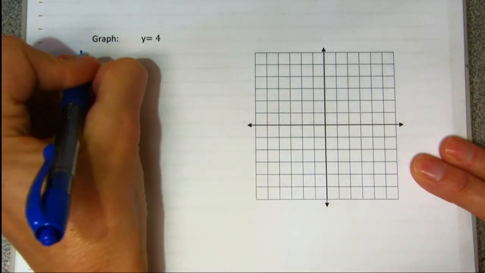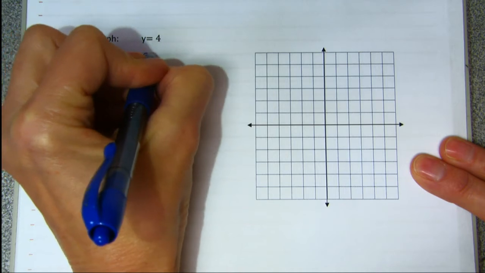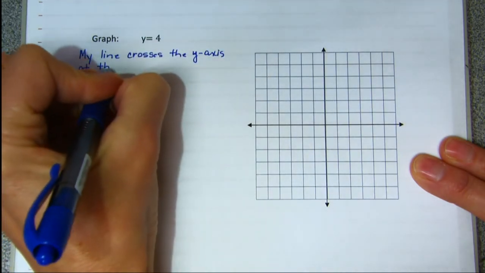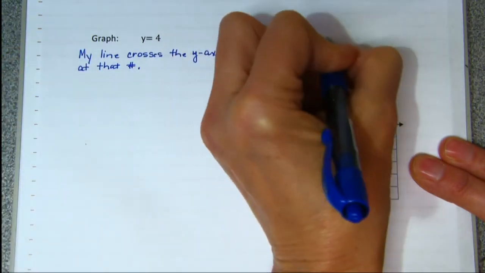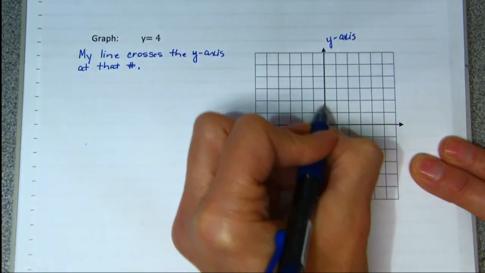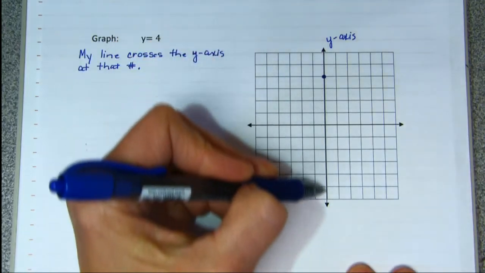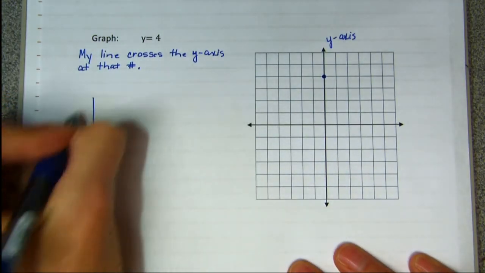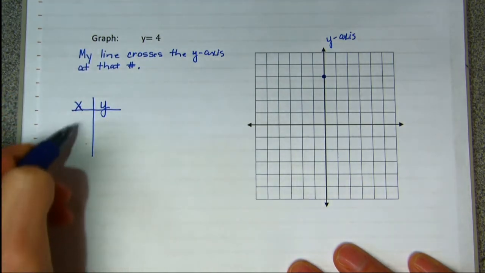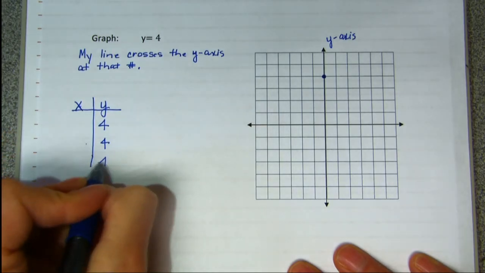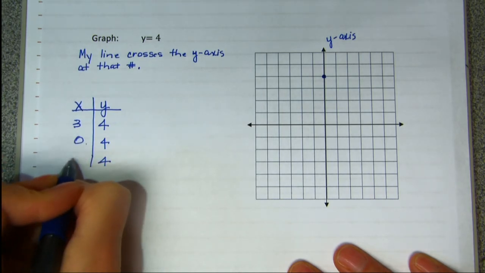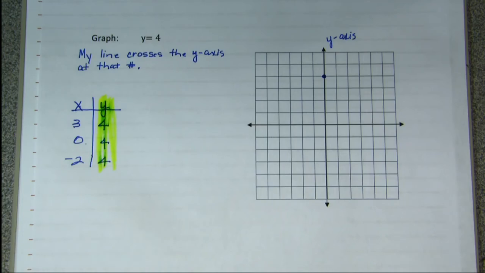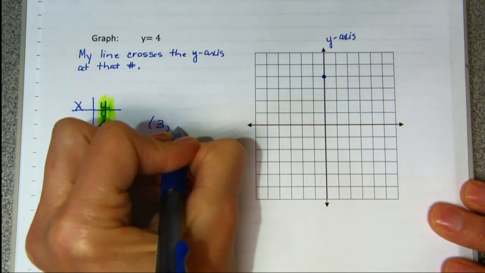All right? Well, this tells me that my line crosses the y-axis at that number. So here's my y-axis. So I'm going to find positive 4. Now again, it's not laying on top of the y-axis, it crosses the y-axis. Again, I could create ordered pairs, but this time x can be anything, y has to be 4. So say I said x was 3, 0, negative 2. So x can be anything, the restriction is y has to be 4. So this is the ordered pair, 3, 4.